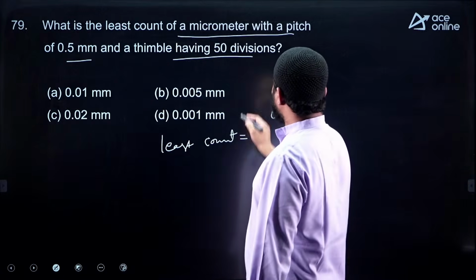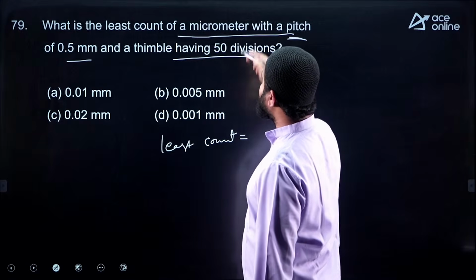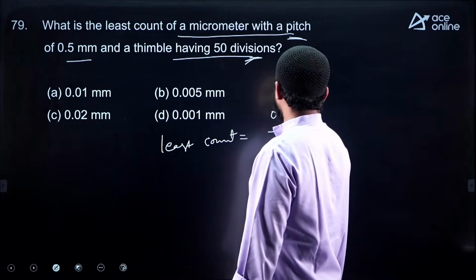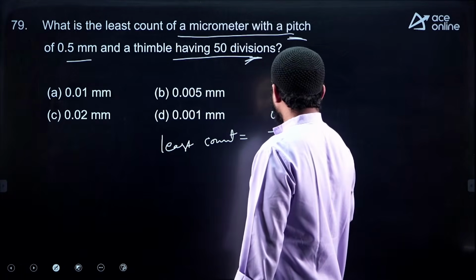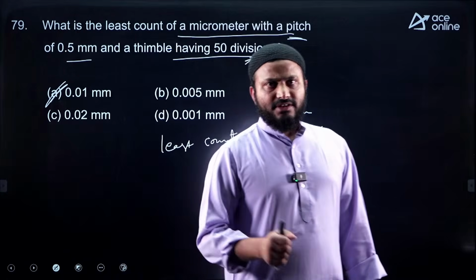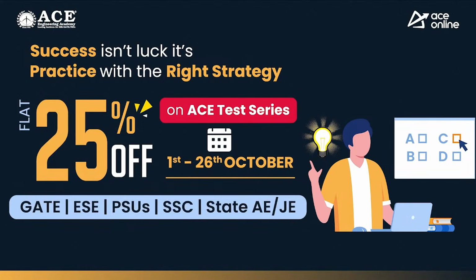Right. So the least count will be like: the pitch of the given screw thread is 0.5 mm and the thimble having 50 divisions is given. So based on this, the answer will be 0.01 mm. The answer is option A, right. That is it.